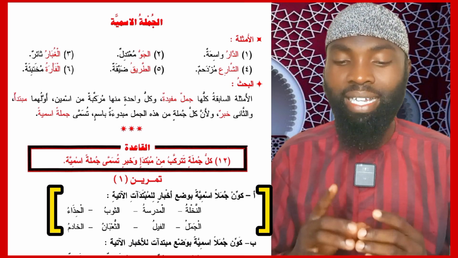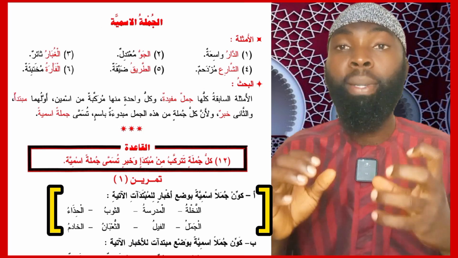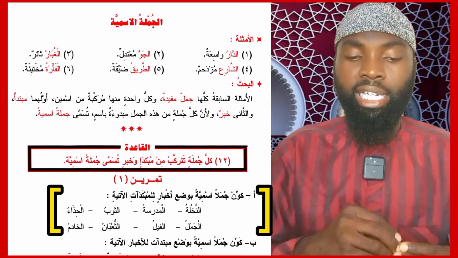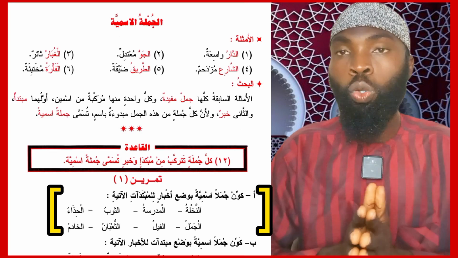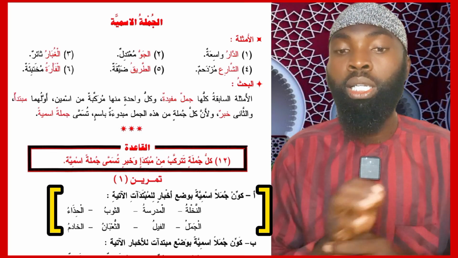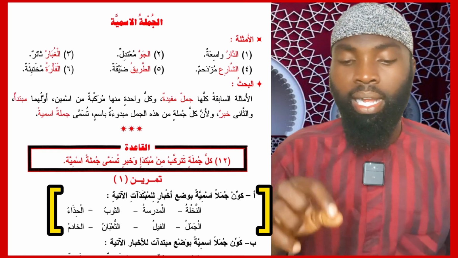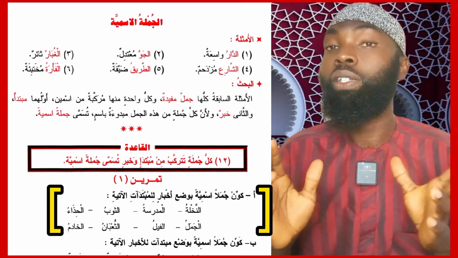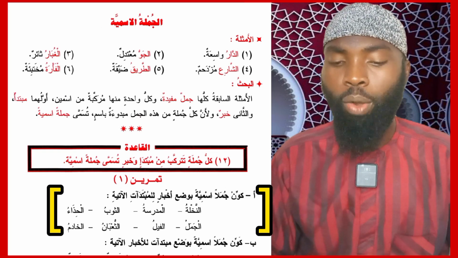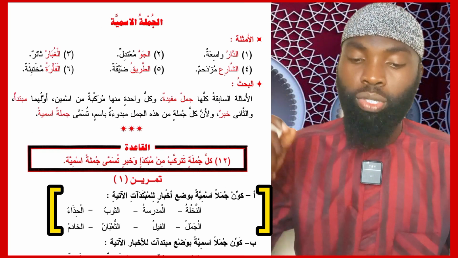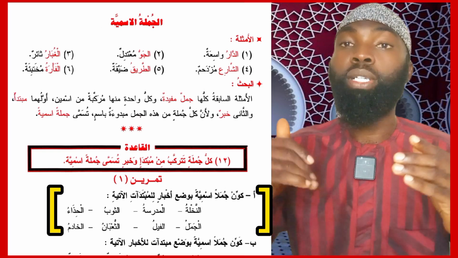Tamrin al-awwal, the first exercise says kawwin jumalan ismiyatan, form nominal sentences biwadi akhbari al-mubtada'at al-atiya, by attaching predicates to the following subject nouns. All of the following words are subject nouns. Each of them requires a khabar, that is the predicate, to form a nominal sentence. How do we go? Yes. Number one, we have an-nakhlatu, the palm tree or the date palm. What can we say? An-nakhlatu aliyatun, the date palm is high.